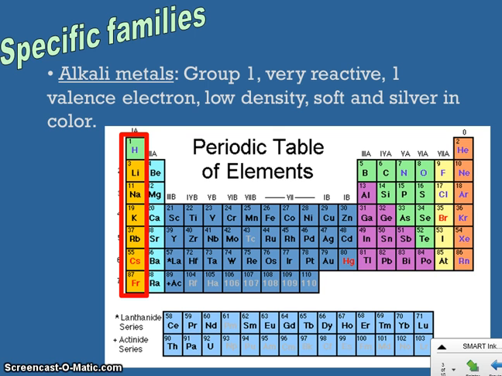Okay? So the alkali metals, this group all the way on the left, are also group 1, which is how we've referred to them in the past. They're very, very reactive. Because they only have that one valence electron, it's easy for them to react and give that electron away. They're also going to have low density, and they're going to be soft, and they're usually silvery in color when you see them. So they'll look like a metal, or what you imagine a metal to look like.